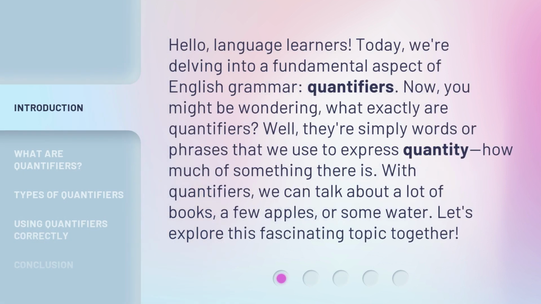Hello, language learners. Today, we're delving into a fundamental aspect of English grammar, quantifiers. Now, you might be wondering, what exactly are quantifiers? Well, they're simply words or phrases that we use to express quantity. How much of something there is. With quantifiers, we can talk about a lot of books, a few apples, or some water. Let's explore this fascinating topic together.